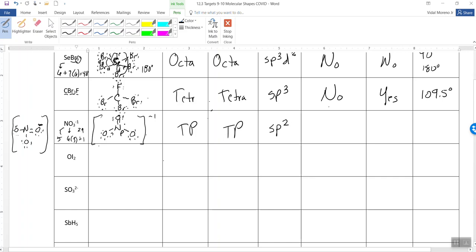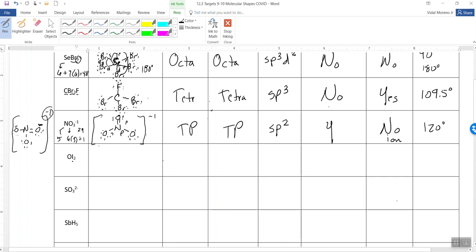sp2. Does it resonate? Yes, this one does. One double bond that can flitter around the other oxygens. Is it a dipole? No. It is a -1 charge. It does not have two poles. It is only one pole. You can call it monopolar, but it is definitely not a dipole. This is an ion. It does not have two sides. It has only one side. Angle, all trigonal planars are 120.